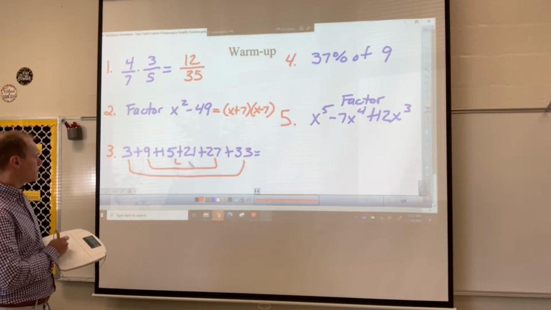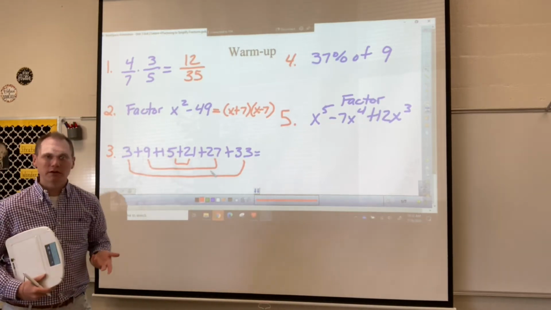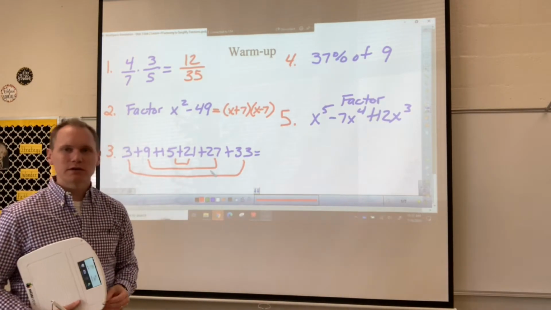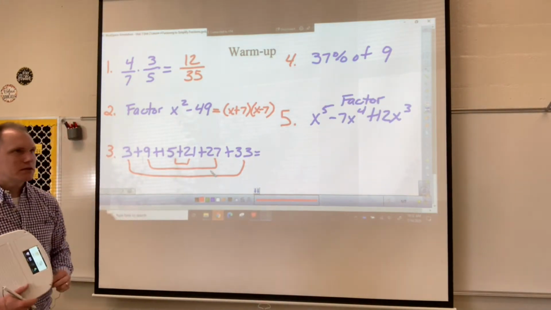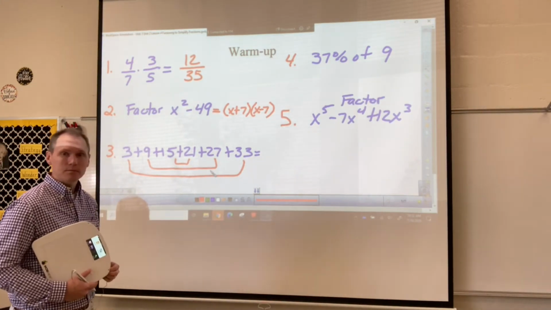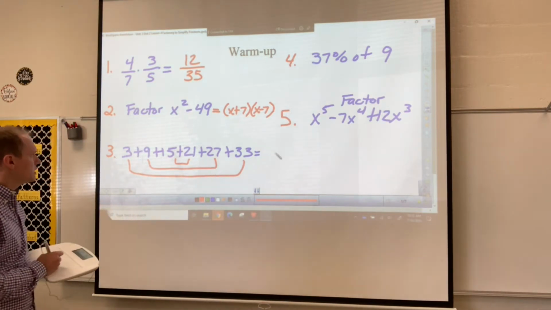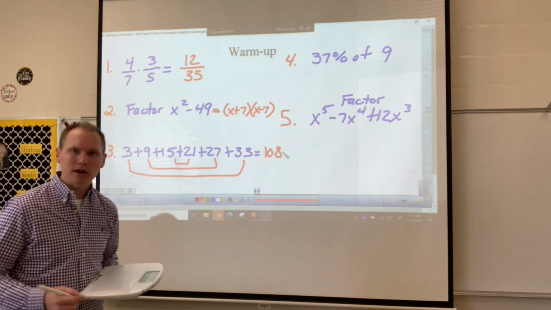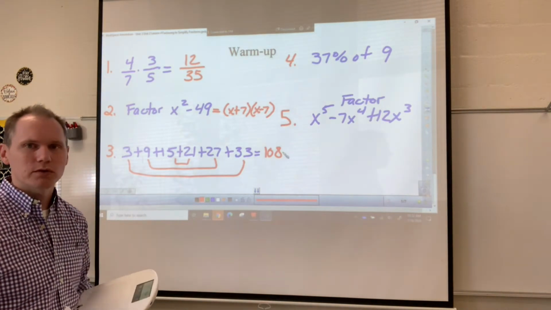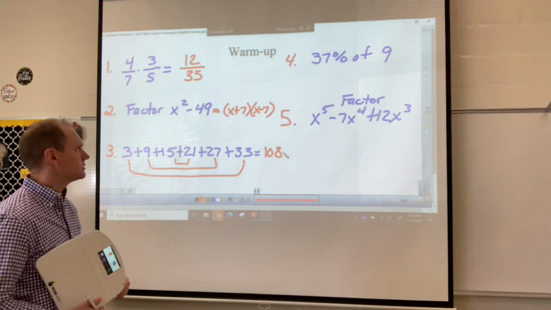Yeah, 36, because this is 15. So we have 3 pairs of 36. So 3 times 36 is what we can do here, because we have 3 groups of 36. 3 times 30 is 90, 3 times 6 is 18, add those together and you get 108. So this should be 108. That's a good mental math strategy if you ever run into a situation in which you're having to add up the terms in an arithmetic sequence.